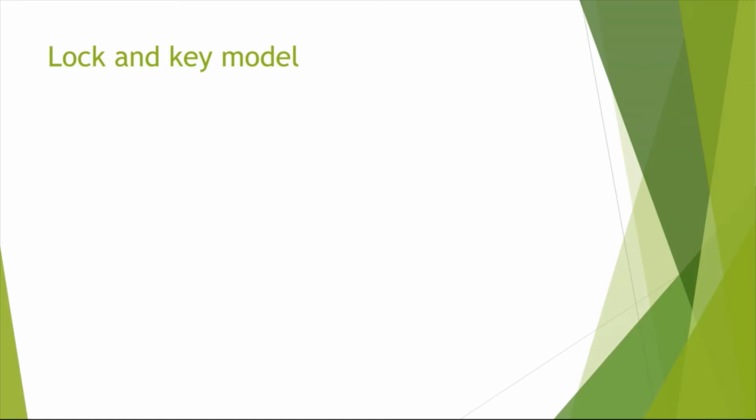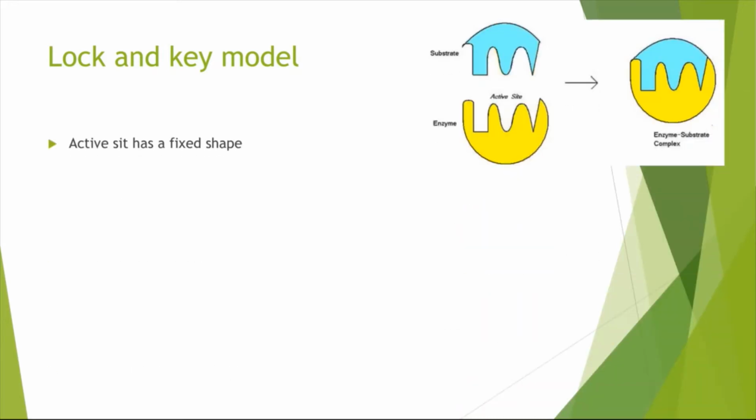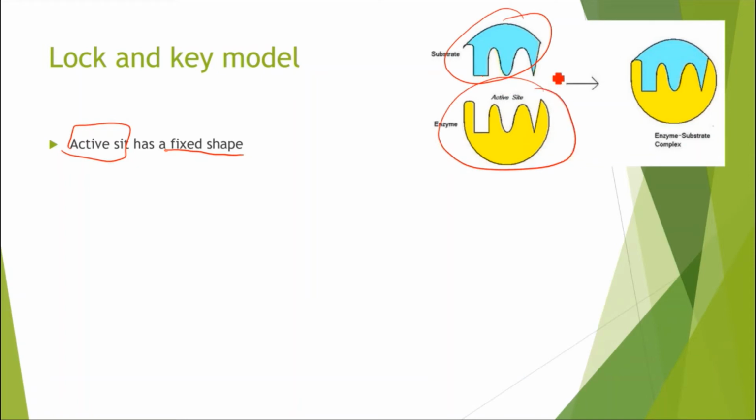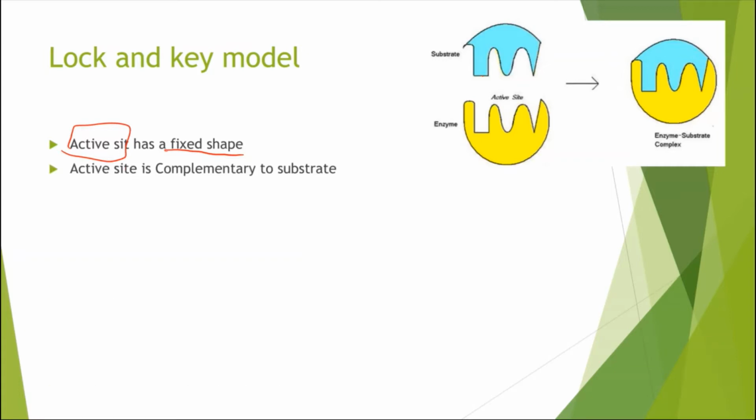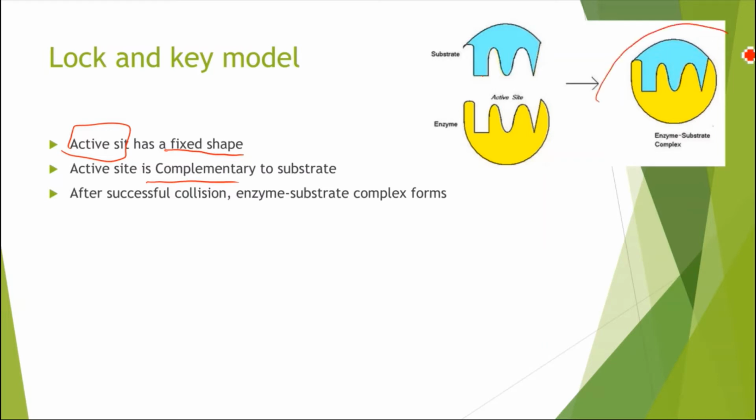Alright, so you need to be aware of the lock and key model. This indicates that the active site has a fixed shape. The substrate would exactly fit into the enzyme, and the enzyme's active site shape does not need to change, and it will not change. The active site is complementary to the substrate. As you can see, the active site has the shape which the substrate will be able to bind to, and that's what makes it complementary. After a successful collision, an enzyme-substrate complex forms, and this is the enzyme-substrate complex.